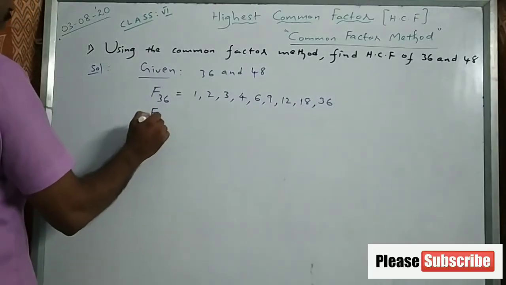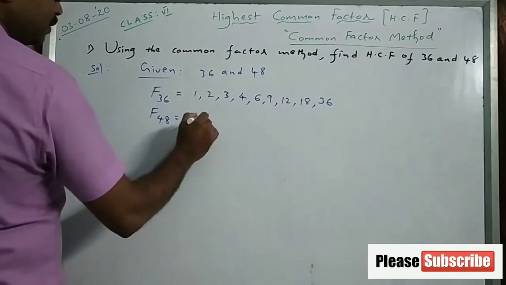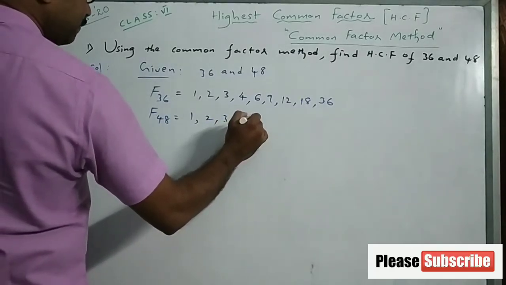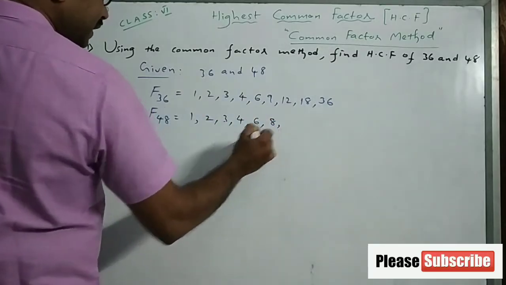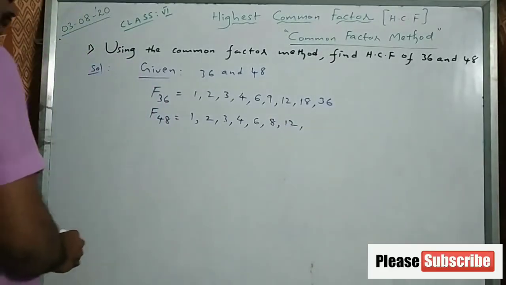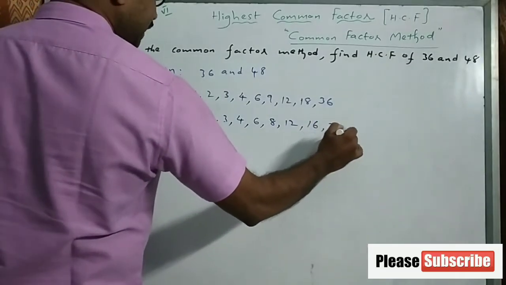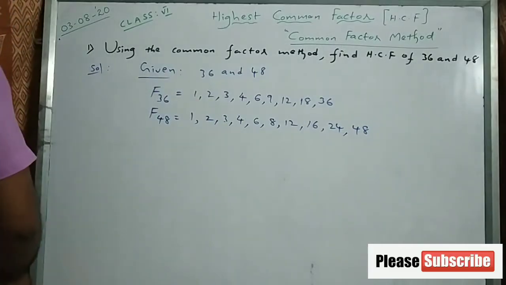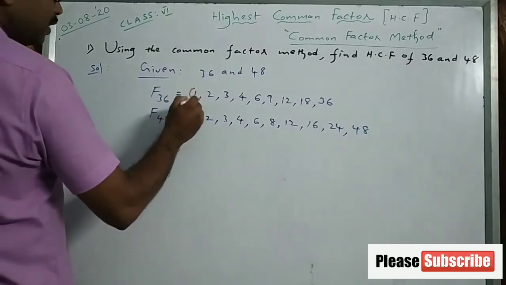Now take factors of 48 also. 1 is a factor of every number, 2 will go, 3 16s, 4 12s, 5 cannot go, 6 8s are 48, 7 cannot go, 8 6s are 48, next 12 4s are 48, next 16 3s are 48, next 24 2s are 48 and 48 ones are 48. First write the factors of given numbers. Okay, now trace out the common factors.